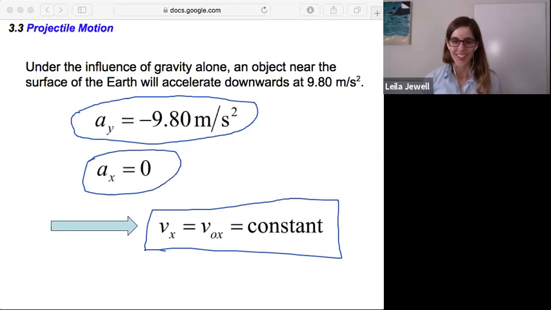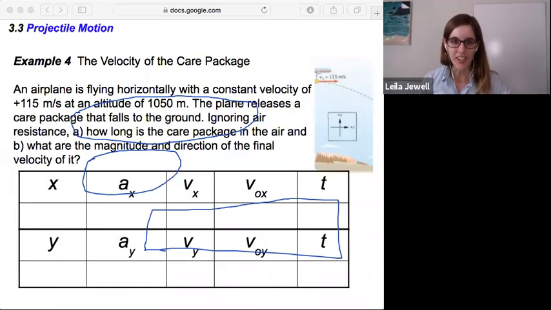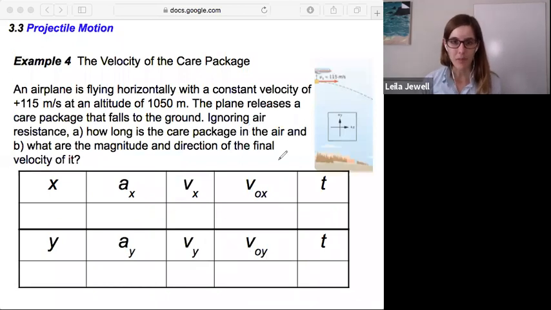All right, so example 4 here, velocity of the care package. An airplane is flying horizontally with a constant velocity of 115 meters per second and an altitude of 1050 meters. The plane releases a care package that falls to the ground. Ignoring air resistance, A, how long is the care package in the air? And B, what are the magnitude and direction of its final velocity?